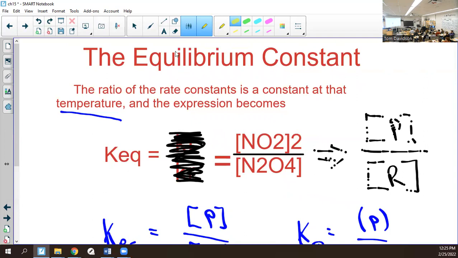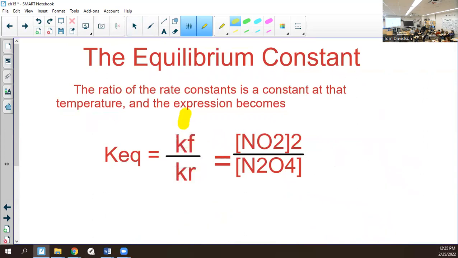Instead of writing Kf over Kr, which is what it is, we call that just K, knowing that it's how I came up with rate laws that show me this ratio at equilibrium. Now, there was a ton of stuff in there I didn't bother to touch. It's like when they're going to prove the Pythagorean theorem. You're like, I'm going to go to sleep for 10 minutes because I know the Pythagorean theorem. I don't care how he came up with it.